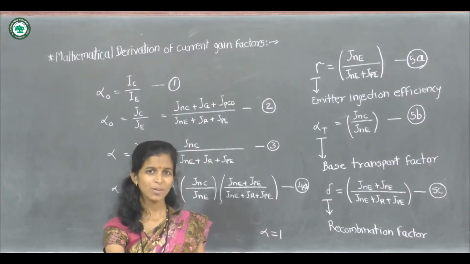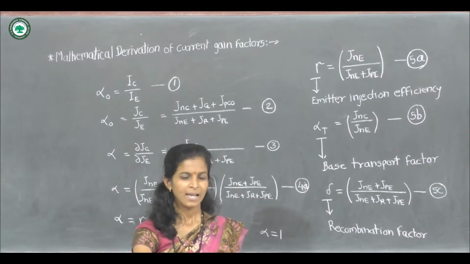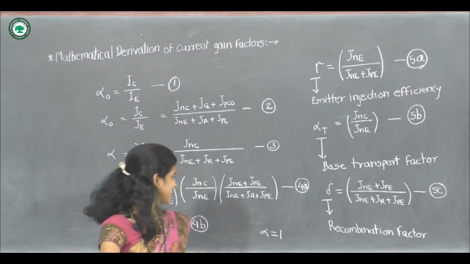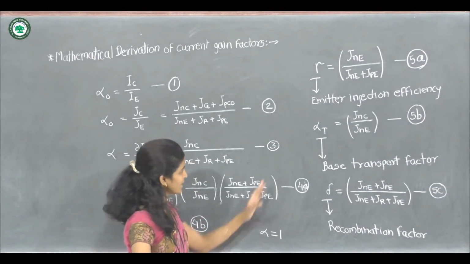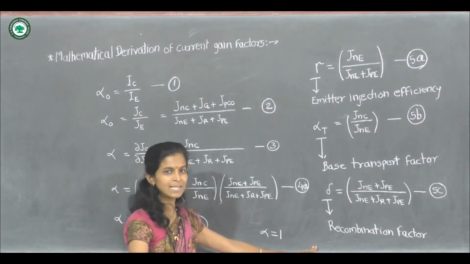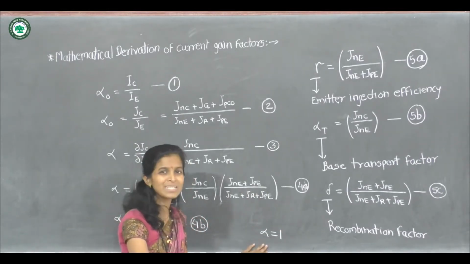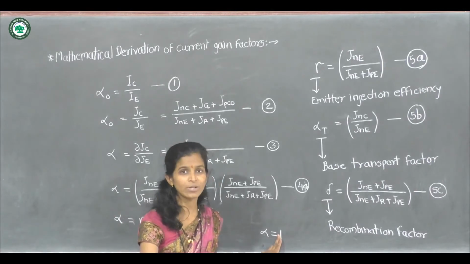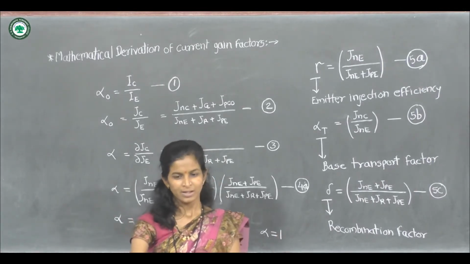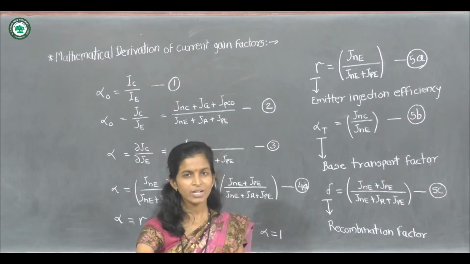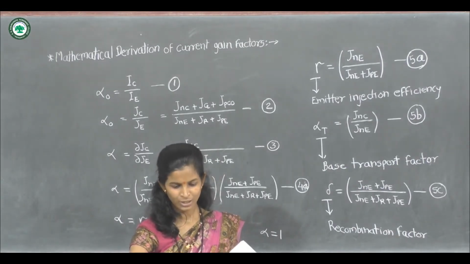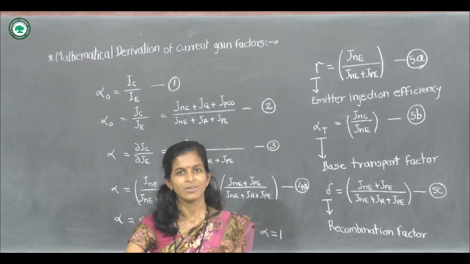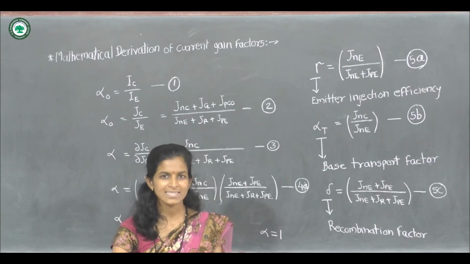So this is all about the common base current gain, and these are all the factors which are responsible for it. One must make the common base current gain nearly equal to 1 in order to make the transistor work properly, in support of the transistor action.